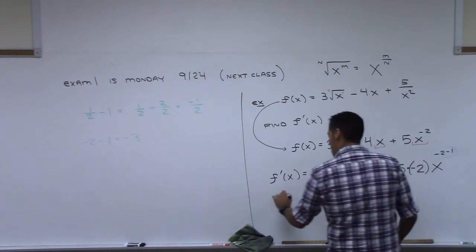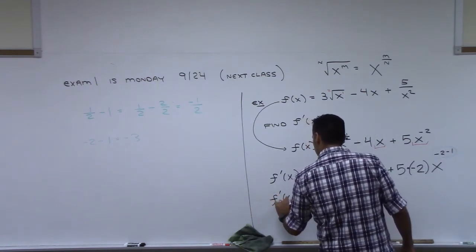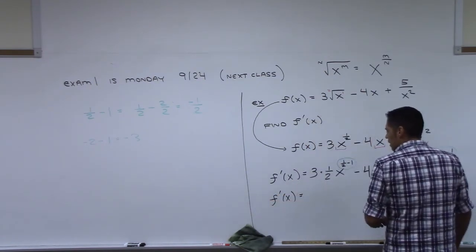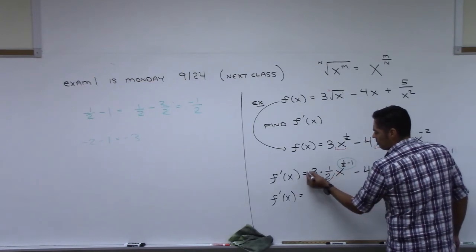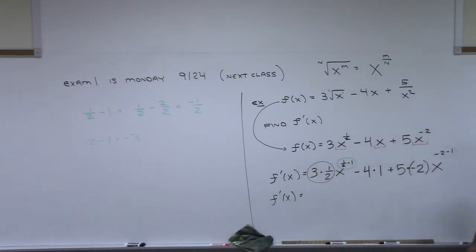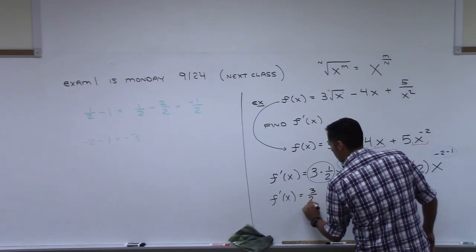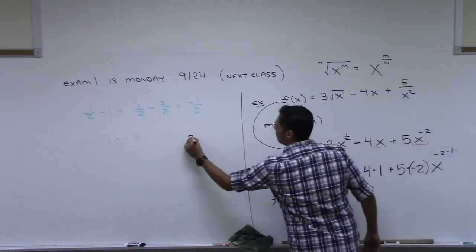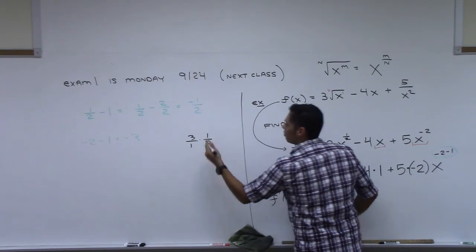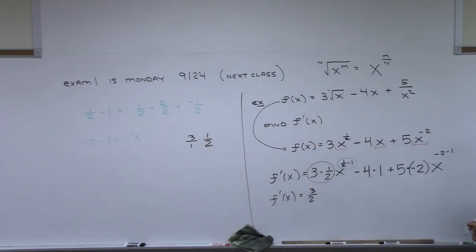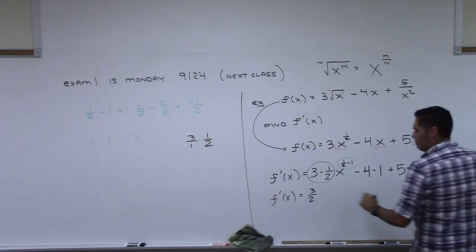So here we go. F prime of x equals, let's see if we can't put these numbers together. 3 times 1/2. Don't say 1.5. No calculators here. 3 times 1/2 is just 3 halves. You're just multiplying. 3 over 1 times 1 over 2. Multiply straight across. 3 over 2. Okay, so that's 3 halves. X to what power?